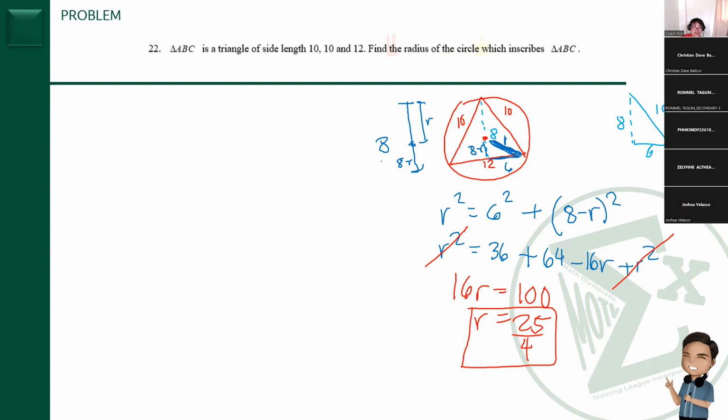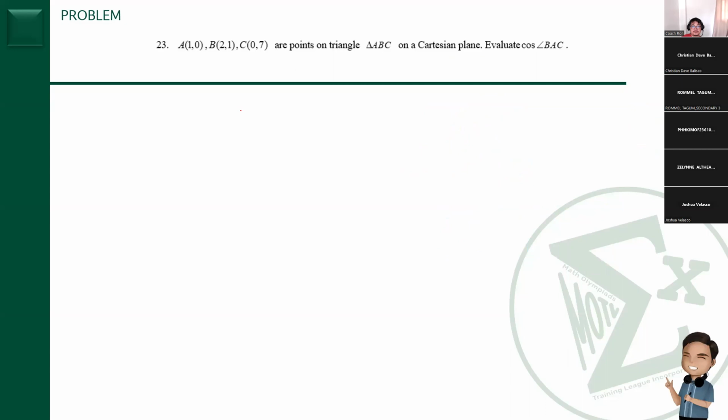Yeah, that's possible, that's possible. Heron. You can Heron your way there. Okay. Cosine BAC. Possible, possible. All right.